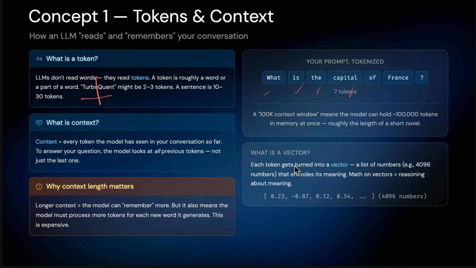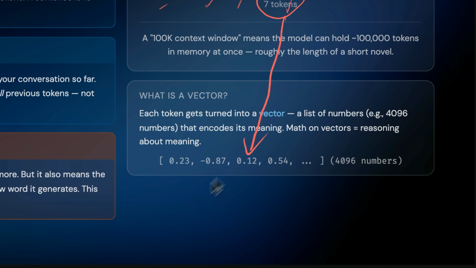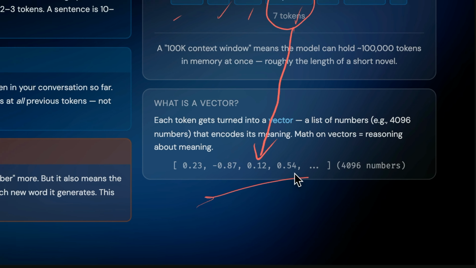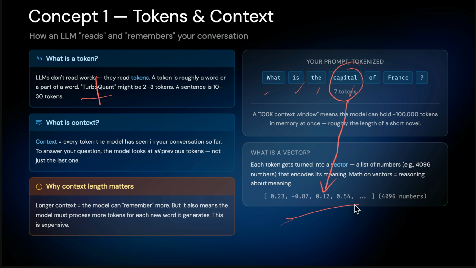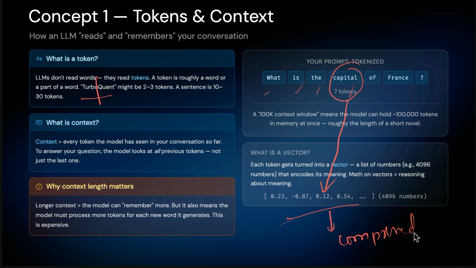Now, the final concept that you have to understand is the vector. A vector is how the model stores each token's meaning. Let's say capital gets converted into a vector like this. This is how the model stores the tokens. So when we say TurboQuant, it means it is doing an operation which takes this vector and converts it into a compressed vector. We'll see how this algorithm takes a vector and converts it into a compressed vector, but without losing any accuracy.